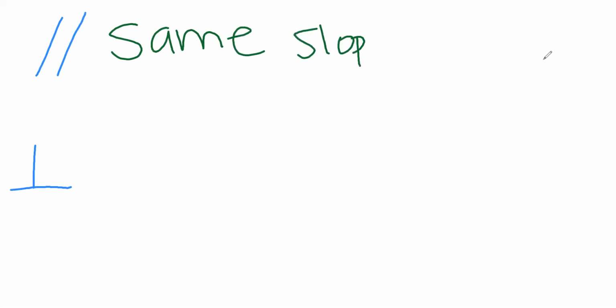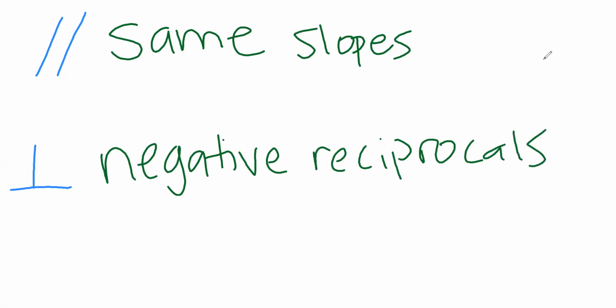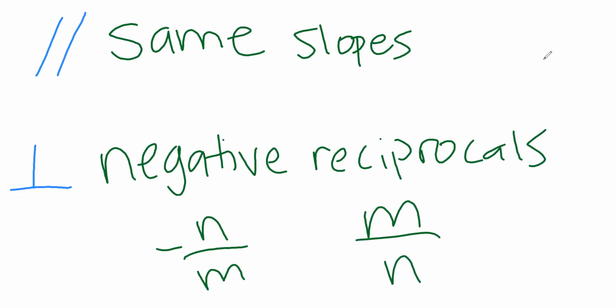So the main idea here is that for parallel lines, the slopes are the same. And for perpendicular lines, the slopes are negative reciprocals. That's a complicated phrase that means if one of them is negative m over n, then the other one is going to be positive n over m. See, one's negative, one's positive, and then the fractions are flipped. Let's go ahead and do some examples though, because abstract can be a little confusing sometimes.